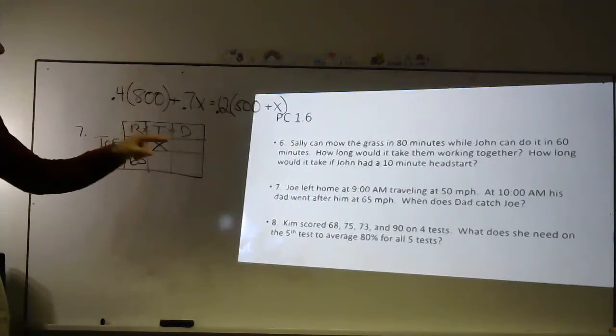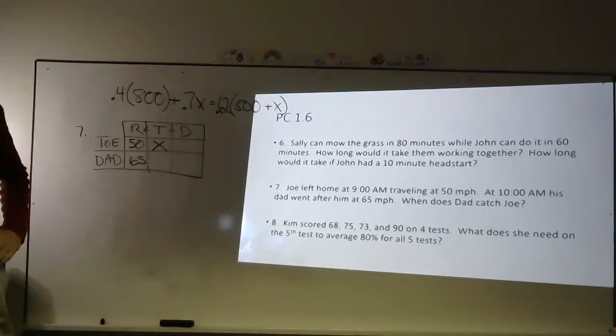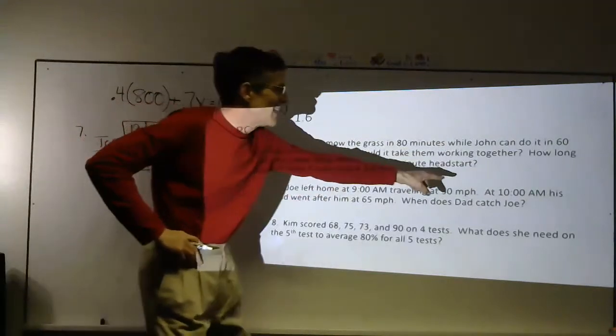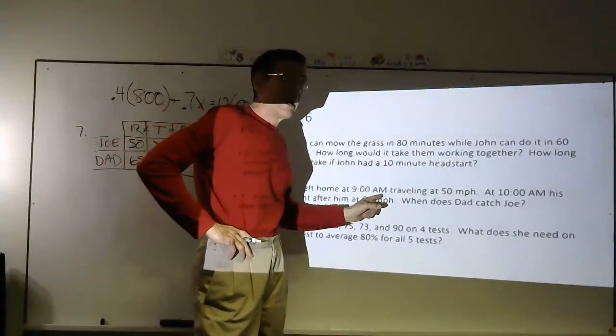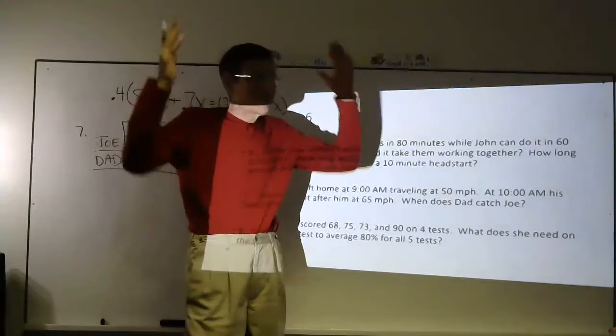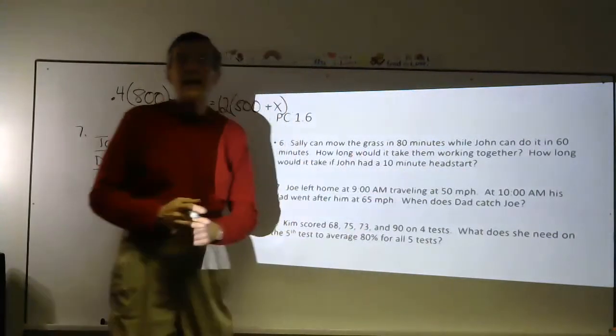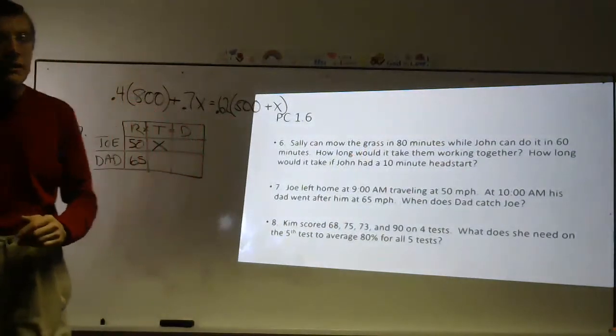Okay? Dad left at 10 o'clock. Joe left at 9. Does Dad have more time on the road or less time on the road? And 10 o'clock is bigger than 9. 10 is bigger than 9, but that does not mean that Dad had more time on the road. Dad actually had an hour less because he left an hour later.